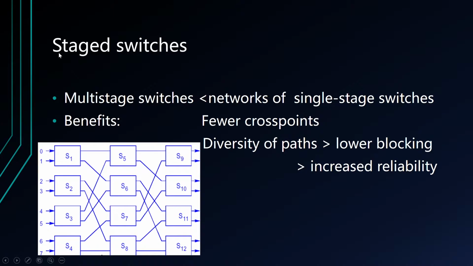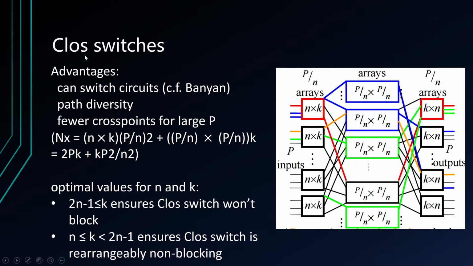So let's move on to the multi-stage switches. They are composed of networks of single-stage switches, which makes for fewer cross-points, and the diversity of paths will also lower the blocking and increase the reliability of the system. So one example is the Clos switch. There are many advantages, and the use of path diversity gives fewer cross-points than the crossbar. The cross-points, N and K, are shown below.